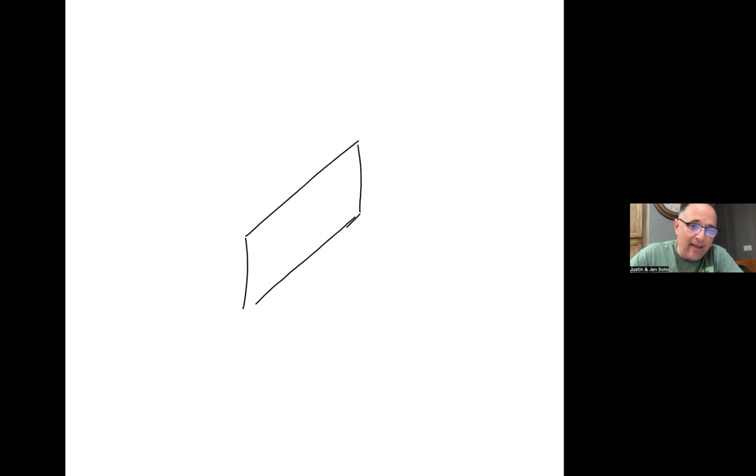So we have A, B, C, D. Okay. We learned this last week. Remember these 30, 60, 90 triangles? This here is double this one. Remember? Because that's when we did the equilateral triangles and then we split it in half with an altitude.